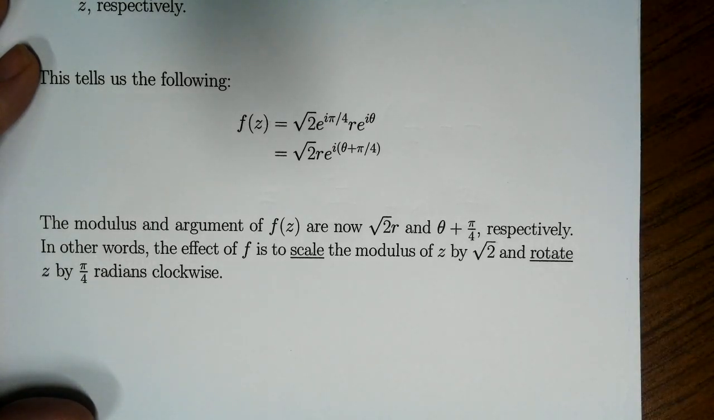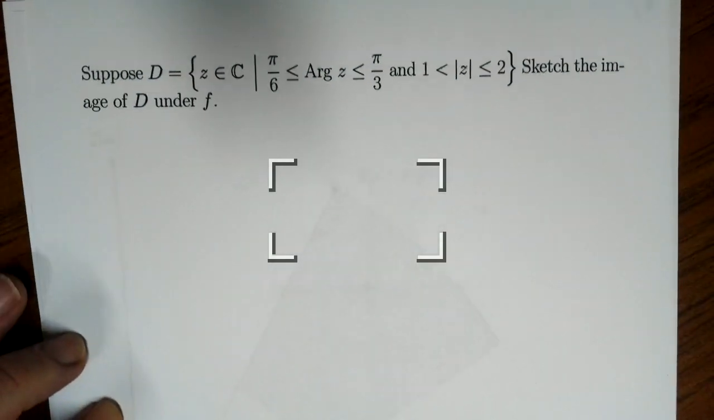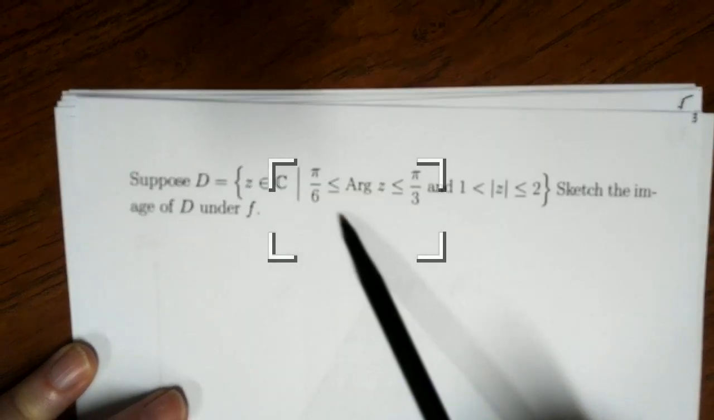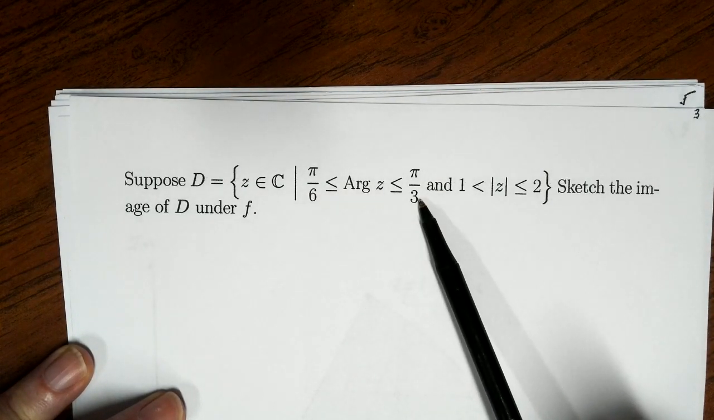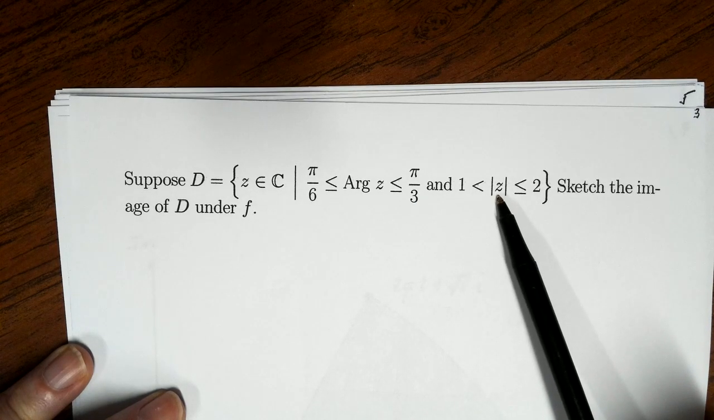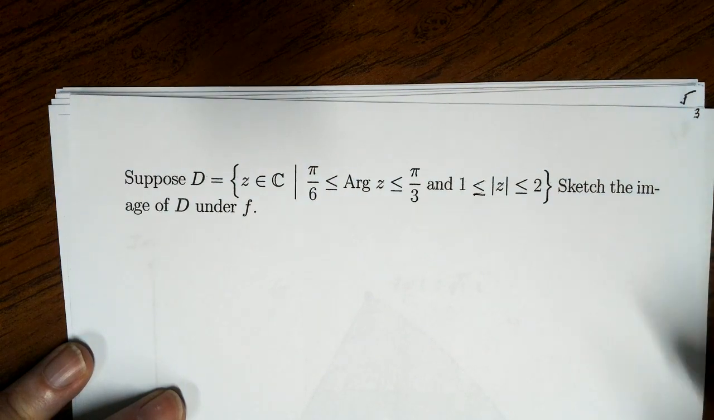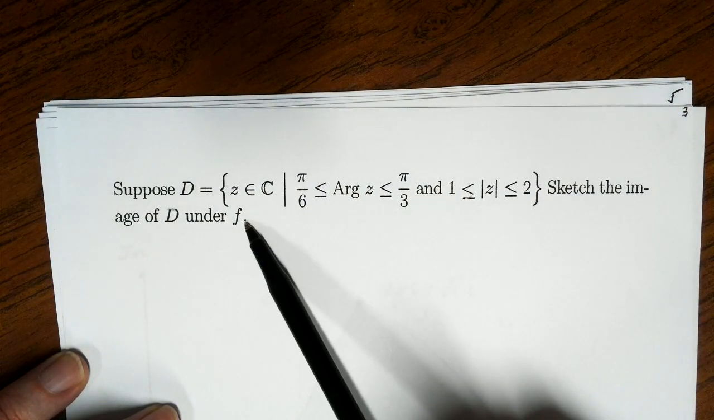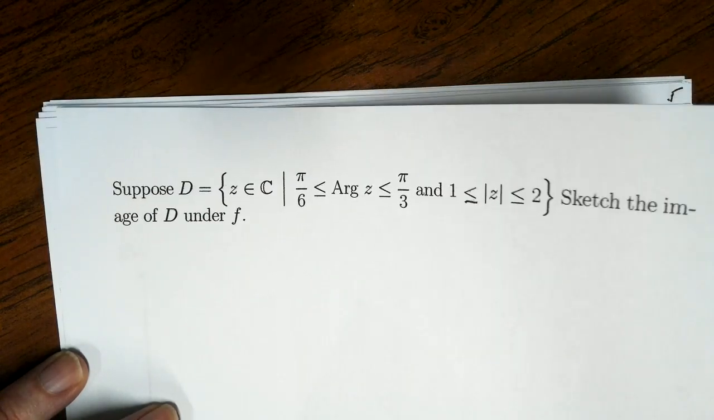So let's take a look at a particular example. Let's suppose that D is the set of complex numbers with the property that the argument of z is between pi over 6 and pi over 3, and the modulus of z is greater than or equal to 1 and less than or equal to 2. So what we want to do is sketch D, and sketch the image of D under the function f.